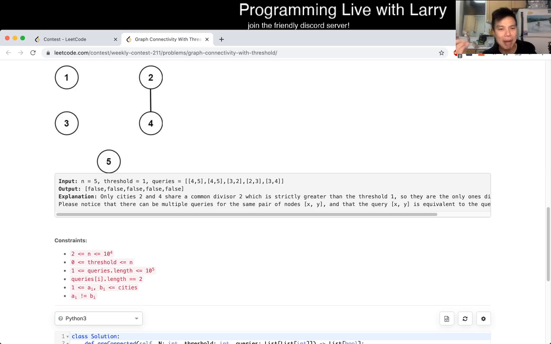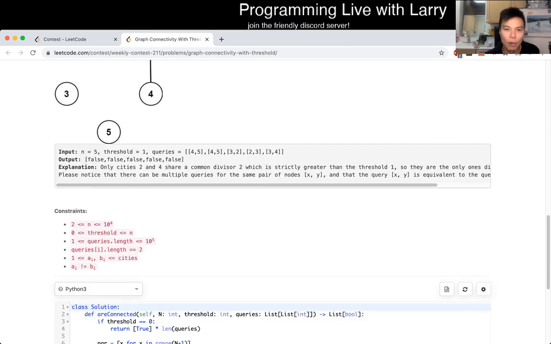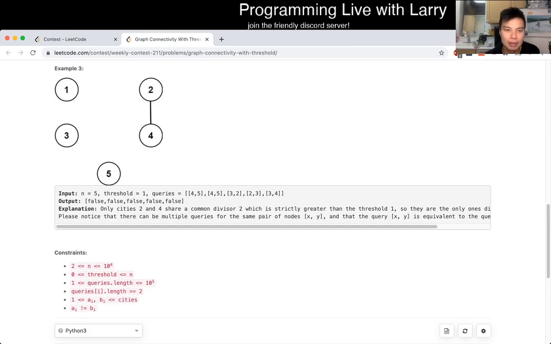So I was thinking about different problems like that, where you have GCD, because they've worded it in a really funny way, but basically the idea is that if the GCD between two numbers is strictly greater than the threshold, and I don't know why they do it this way, then there's an edge between them. So I was thinking about prime decomposition.